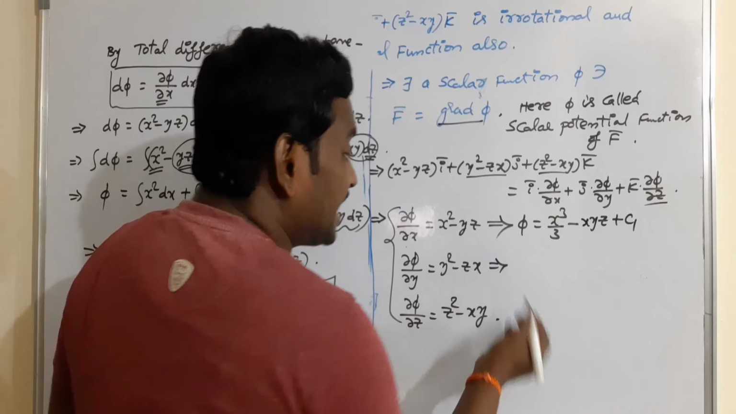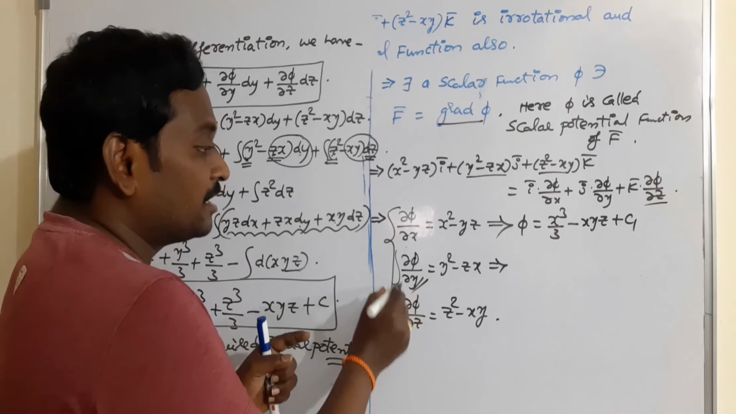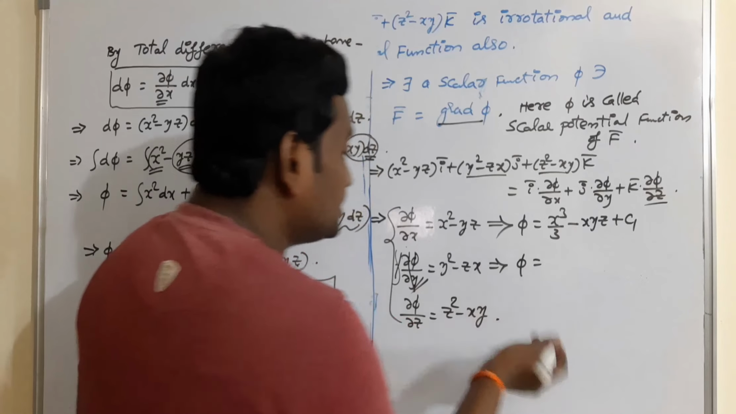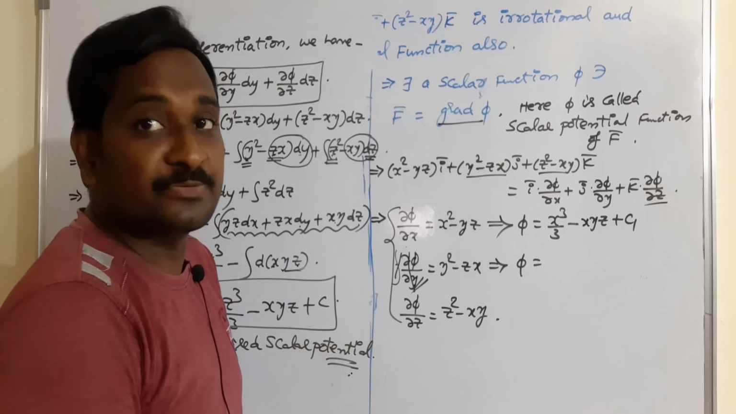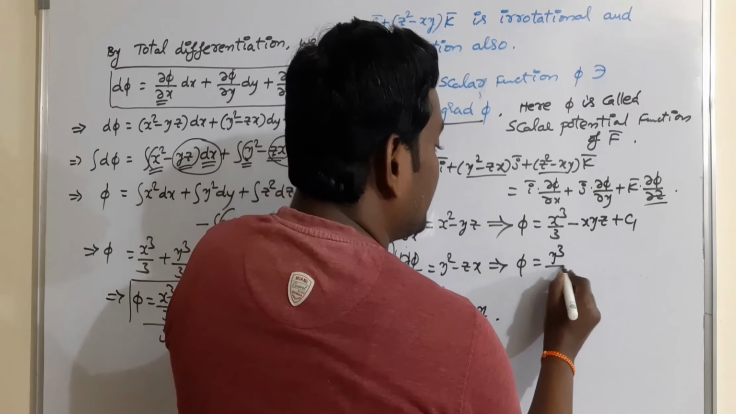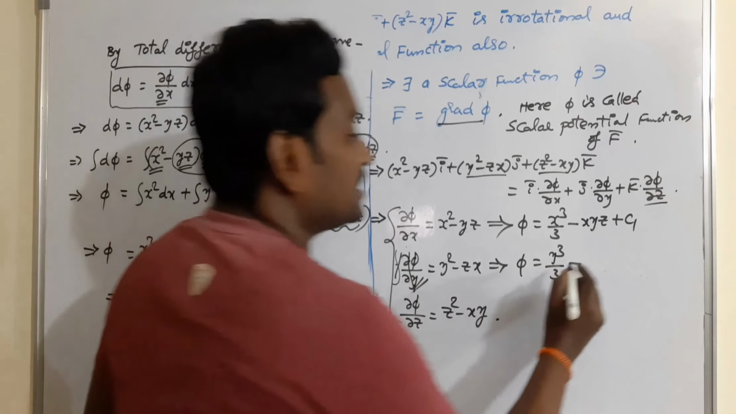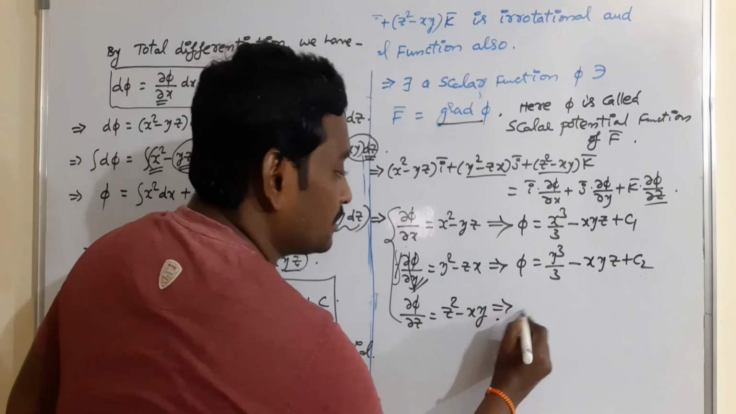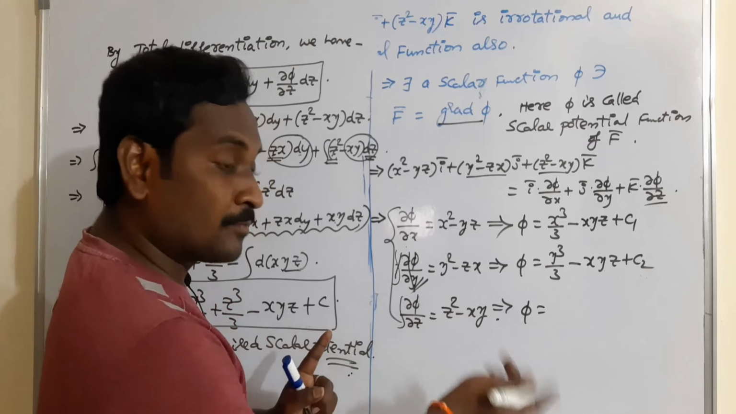From this, take integration with respect to y now. So what is the integration of dou phi by dou y? Integration and differentiation get cancelled. You will get the phi value. In this case, only y is the variable. Okay, we have partially integrated with respect to y. Don't forget it. So integration of y square is y cube by 3 minus integration of zx dy, which is xyz plus c2.